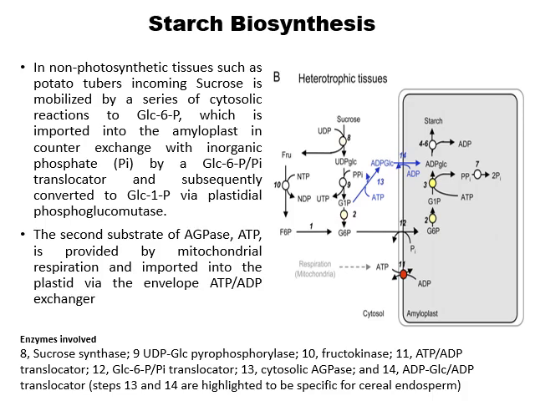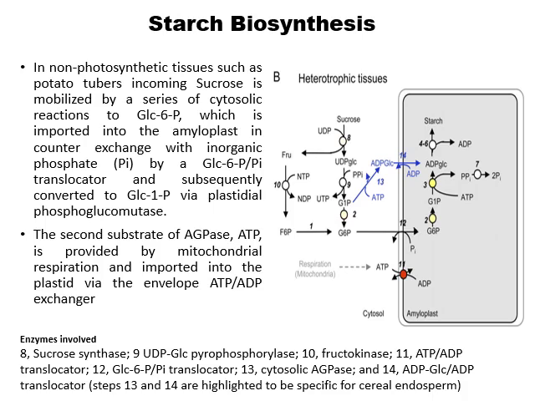And this ADP glucose then enters the amyloplast through the ADP glucose translocator. Here it is. It is an integral protein, through which the ADP glucose molecule enters directly into the amyloplast, and then it results in formation of starch. So this is the difference.